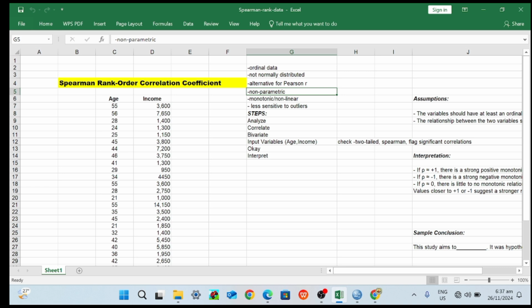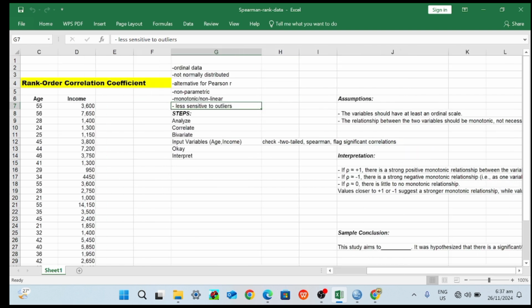Since Spearman rank is non-parametric and Pearson r is parametric, Pearson r requires normally distributed data. However, the Spearman rho does not require normally distributed data. The Spearman rho has to be monotonic, not necessarily linear. And one of its advantages is that it is less sensitive to outliers.